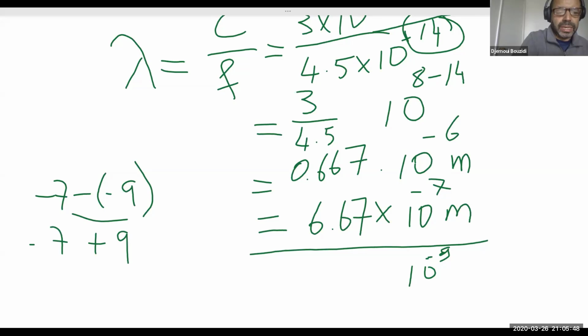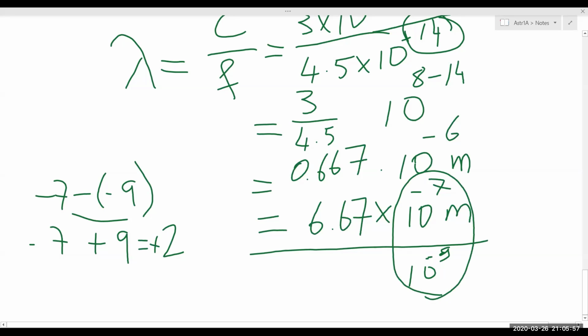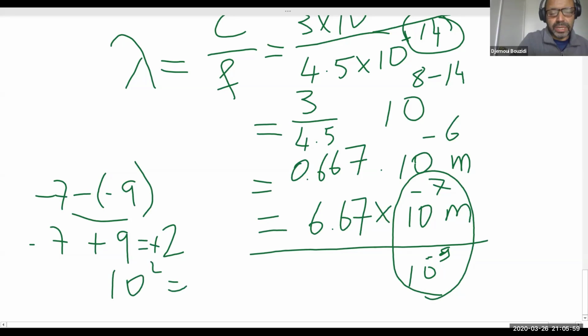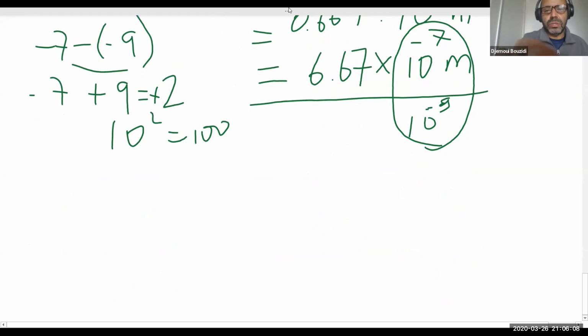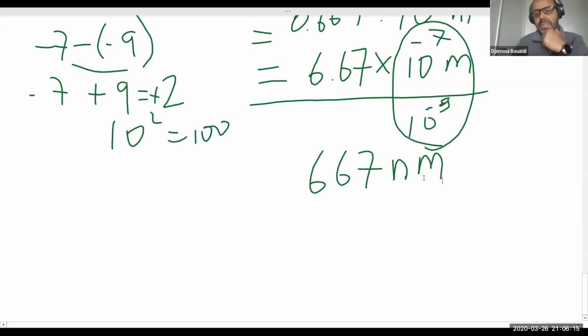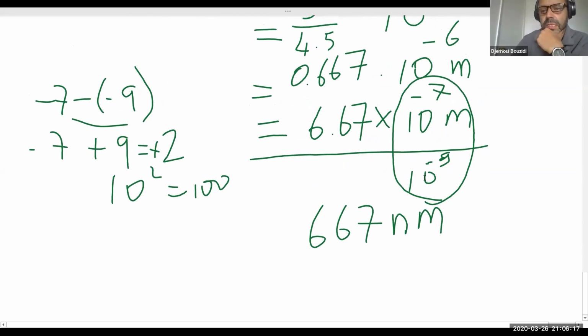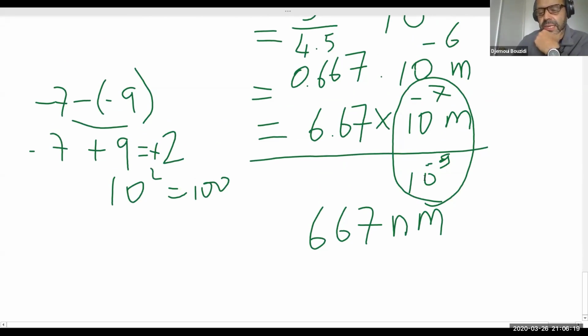So I have minus 9 plus minus 7 plus 9, that's positive 2. And 10 to the power 2, that results from this calculation, is 100. So all I have to do is multiply 6.67 by 100, and the answer should be 667 nanometers.